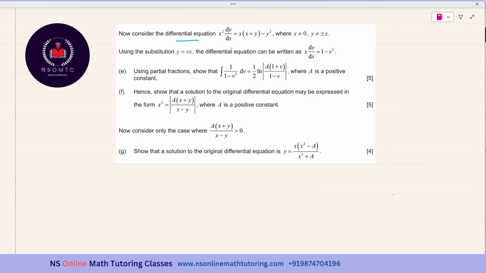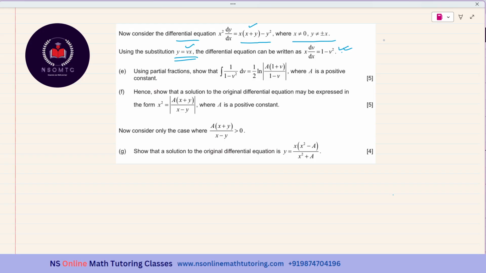Now consider the differential equation x squared dy dx equal to x times x plus y minus y squared, x is not equal to 0 and y is not equal to plus minus x. Using the substitution y equal to vx, the differential equation can be written as x times dv dx equal to 1 minus v squared. You do not have to show this, but if in case you are confused by looking at this equation, how are we coming to this equation from this equation? Let me show you. They have said that we have to substitute y equal to vx.